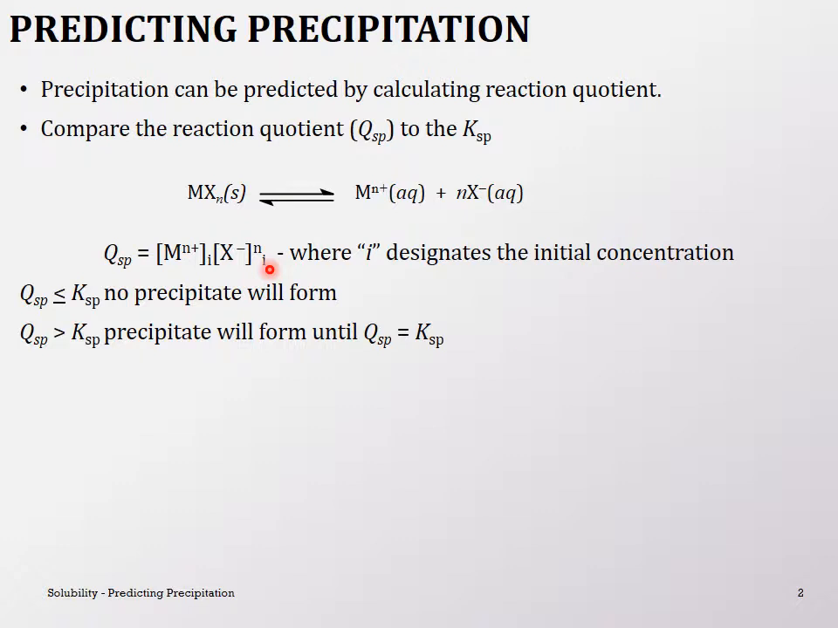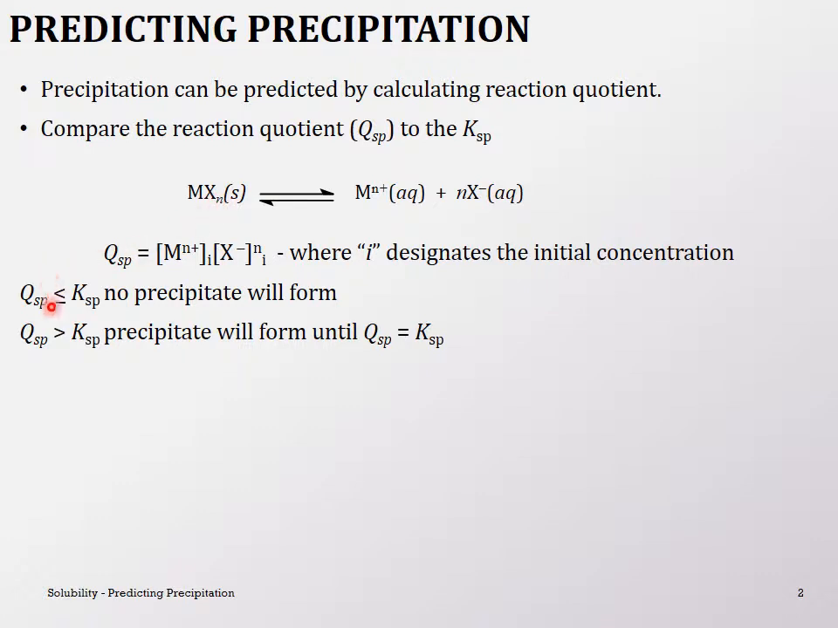So the way it works is that if QSP is less than or equal to KSP, or really just less than KSP, then no precipitate will form. Please think about that for a second, because precipitate formation means that you're forming the solid over here. So at one point, everything is going to be in aqueous solution, and then at one point, things will start precipitating out, forming a solid, which means you have too many of these ions, and the solubility is not enough. And so therefore, they will start combining and forming a solid.